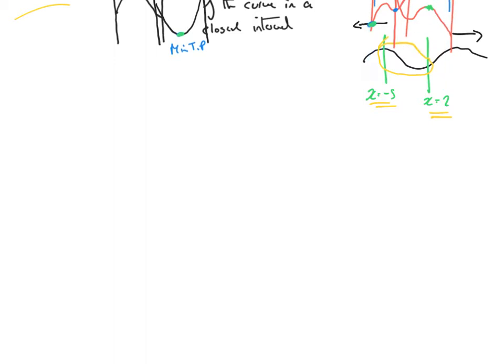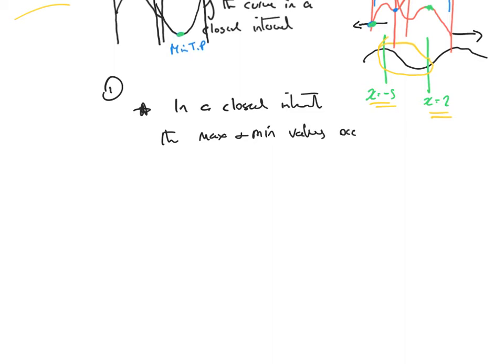Okay, so let's go example 1. Before we do, actually, let's take this down. In a closed interval, the max and min values occur either at the stationary points, SP for short, or the end points.